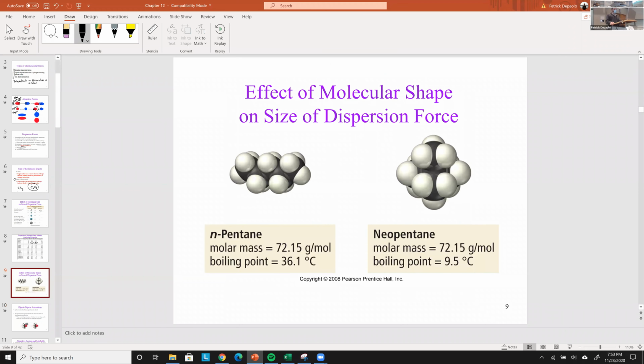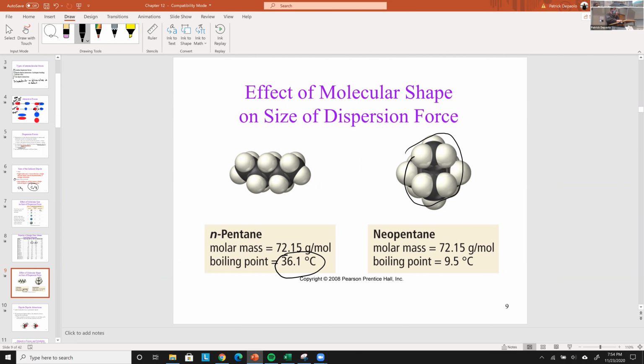Also, surface area matters. So here's N-pentane versus neopentane. The reason N-pentane has a larger boiling point is because it has a larger surface area. So it's longer. It can have more potential bonds with other molecules that come in close contact. Whereas neopentane is kind of like a ball, where some of the atoms' surface area is stuck in the middle, and it can't really partake in all those bonds or intermolecular forces.